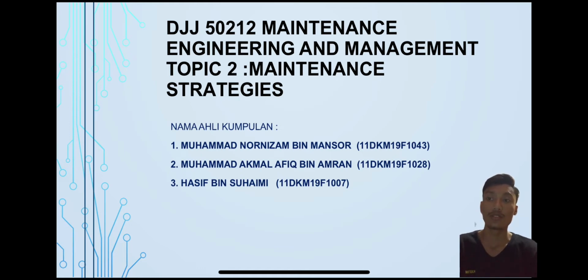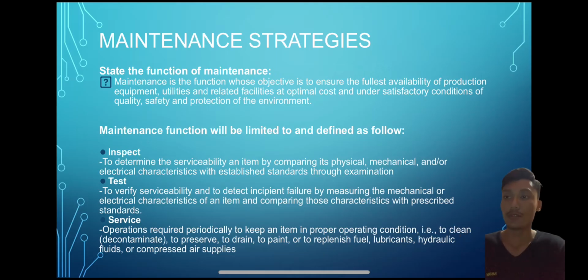Today I want to present about topic 2, maintenance strategy, DJJ 50212, maintenance engineering and management. Maintenance strategy. State the function of maintenance. Maintenance is the function whose objective is to ensure the fullest availability of production, equipment, utilities and related facilities at optimal cost and under satisfactory condition of quality, safety and protection of the environment.